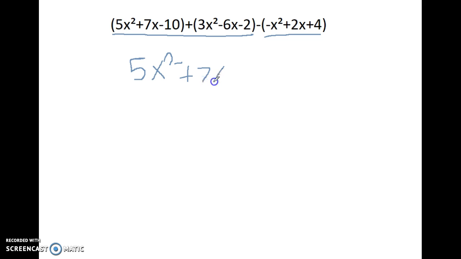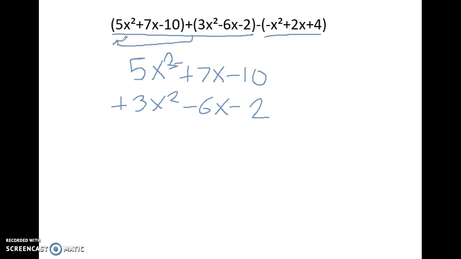plus 7x minus 10. Again, I'm going to use stacking because I think that's just the simplest way to do things and the most clear for me. So then we add 3x squared minus 6x minus 2. We're not changing these, we're just moving this under that so that we can add the individual terms like we've done in the past with whole numbers.